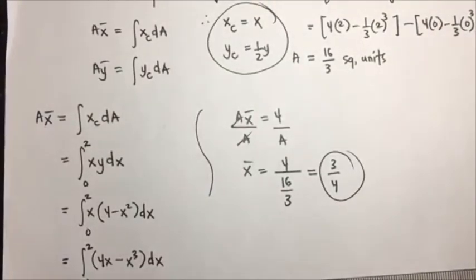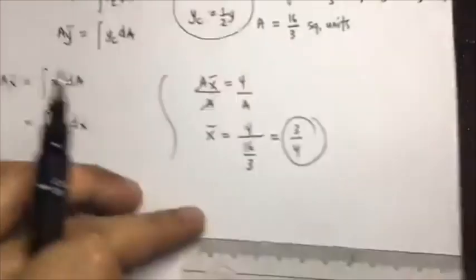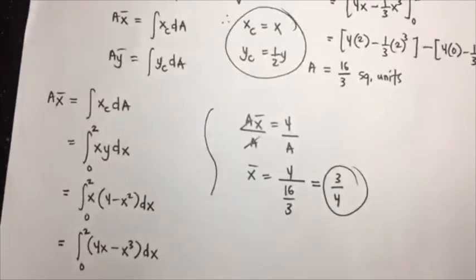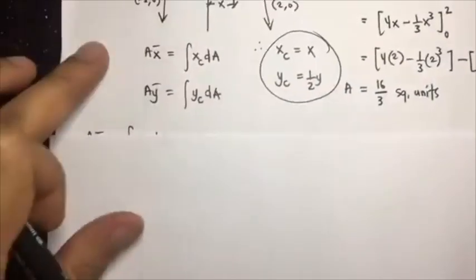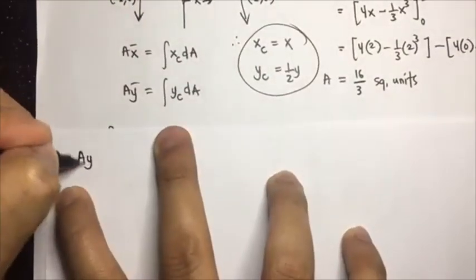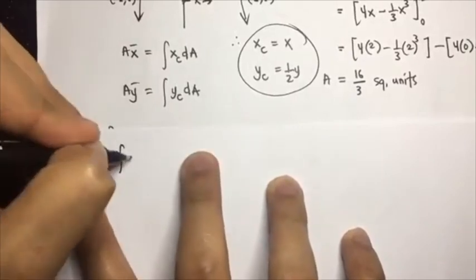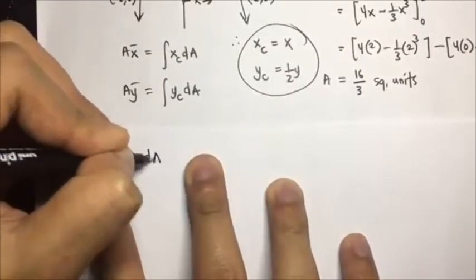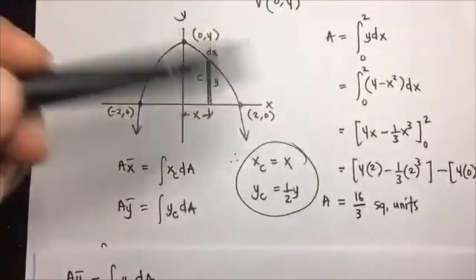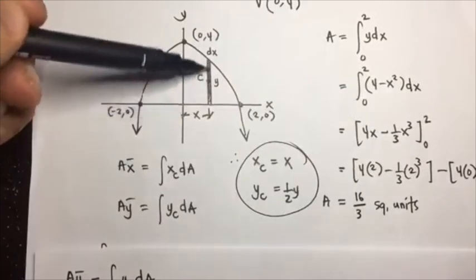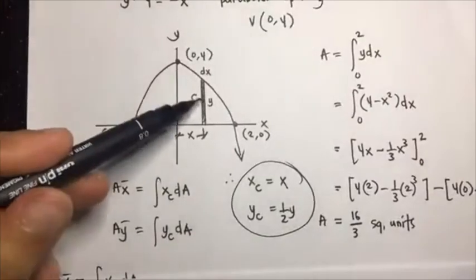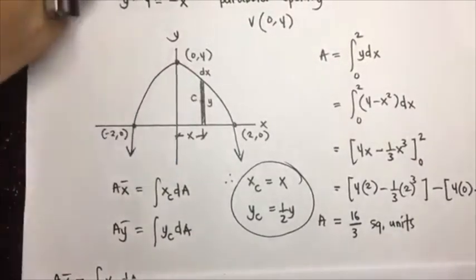Okay, so for the y bar, or the y coordinate, we will be using this formula. So A y bar is equal to the integral of yc differential area. So our yc from earlier will correspond to 1/2 of y, because that is the y coordinate of the centroid of the strip.